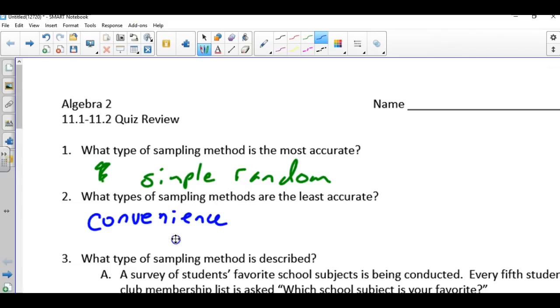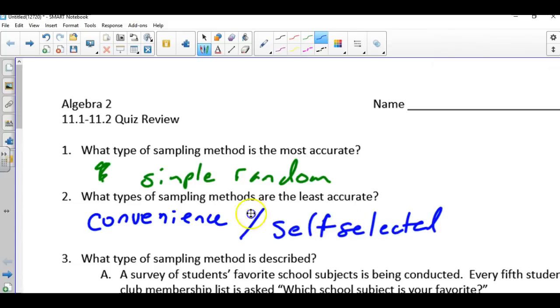Convenience, because you're just sampling the people that are around. They don't actually represent the population. It's just easier to do. And the other one is going to be self-selected. Self-selected is because these people feel strongly about their views, so they're going to be biased to either really for it or really against it.